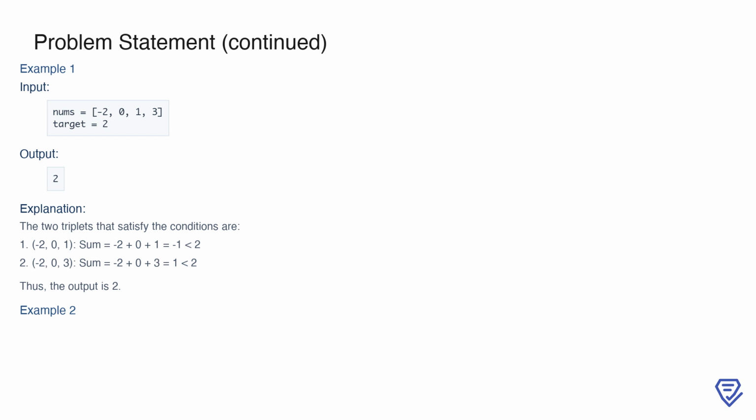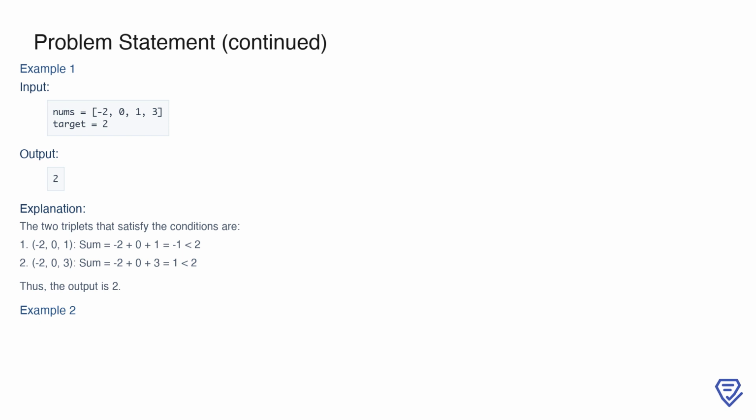Let's look at an example to understand this problem better. Consider the input where nums is -2, 0, 1, 3, and target is 2. Here, the output is 2. This is because there are exactly two triplets in the array that meet the conditions.